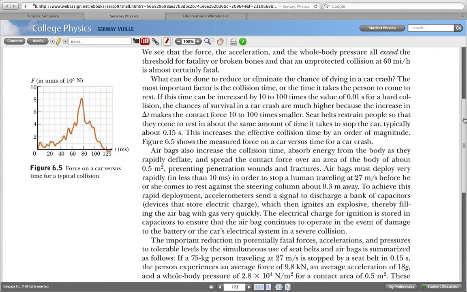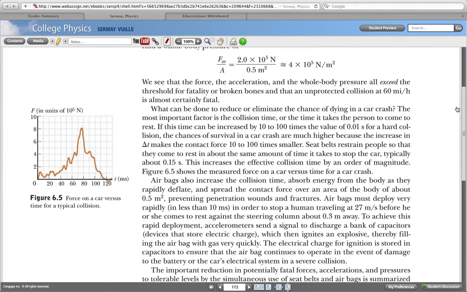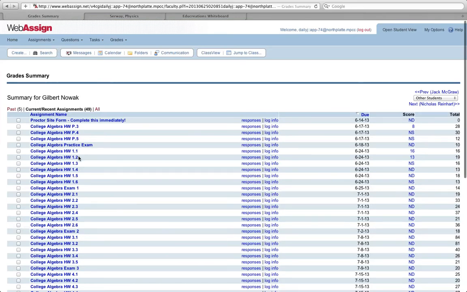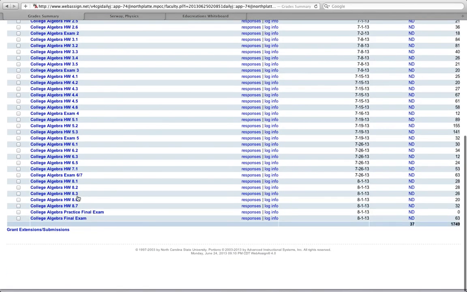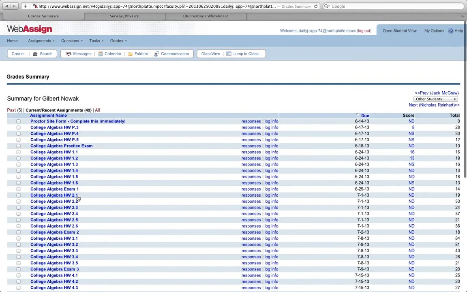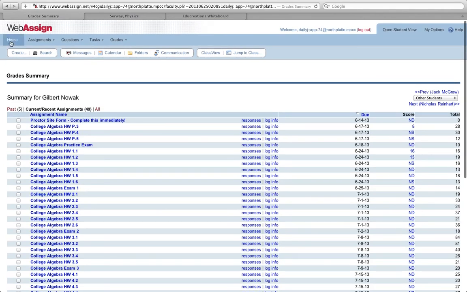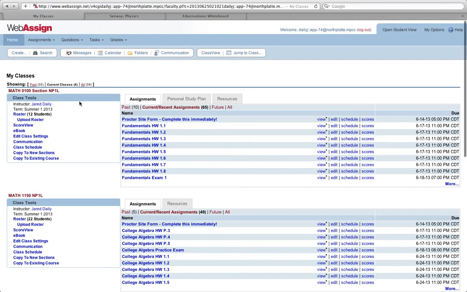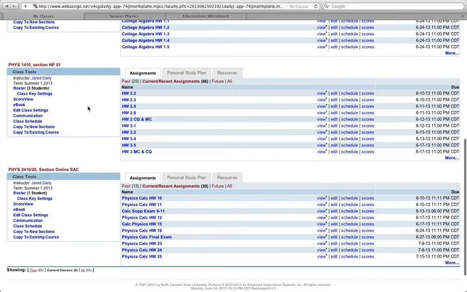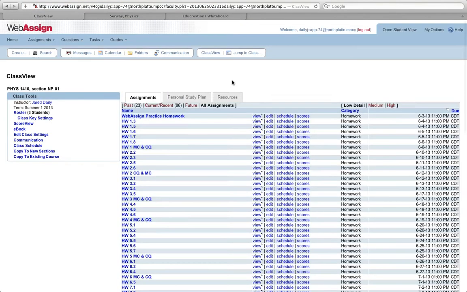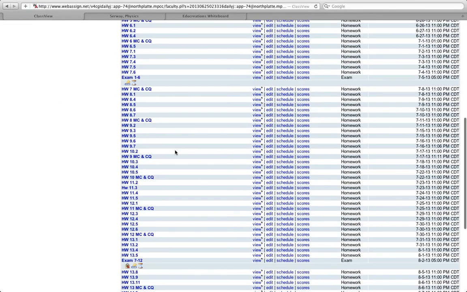Okay, so that is 6.1. Let's take a look at the homework really quick, and then we'll end this session. So 6.1, am I in the right class? No, I'm in the wrong class. All right, let's go to the right class. So Physics 1410. Let's take a look at homework 6.1 and see what we think.